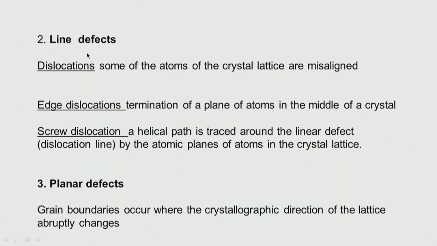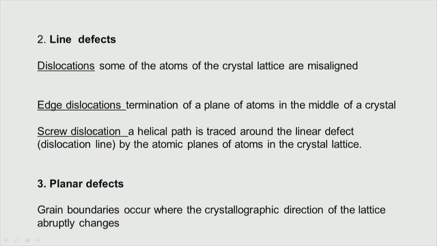Line defects are called dislocations, which means some of the atoms are misaligned. Instead of being uniformly in a straight line, they are misaligned. The misalignment can be in a linear fashion or in a curved fashion. Linear fashion we call edge dislocation, that is the termination of a plane of atoms in the middle of the crystal, or screw dislocation, where a helical path is traced around the linear defect. So instead of being a line, it could be twisted, so we call it a screw dislocation. That is called a line defect.